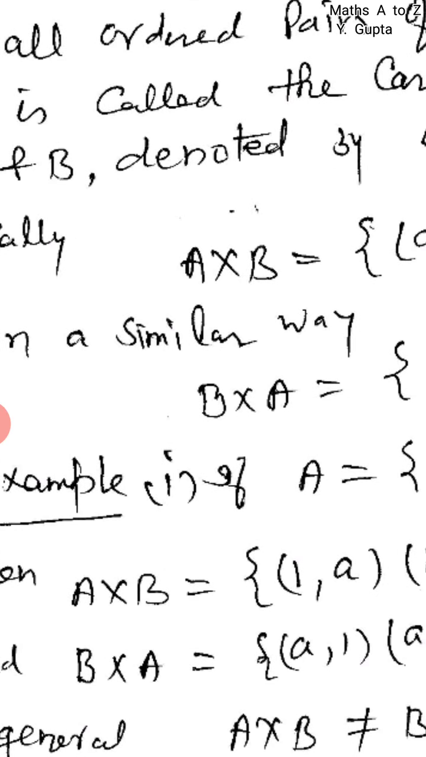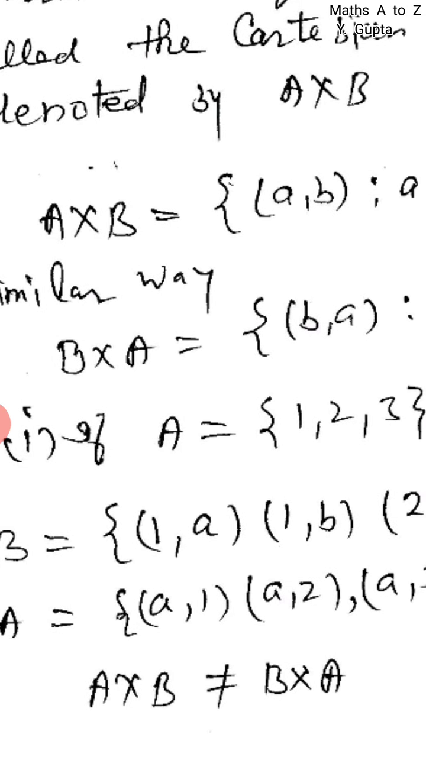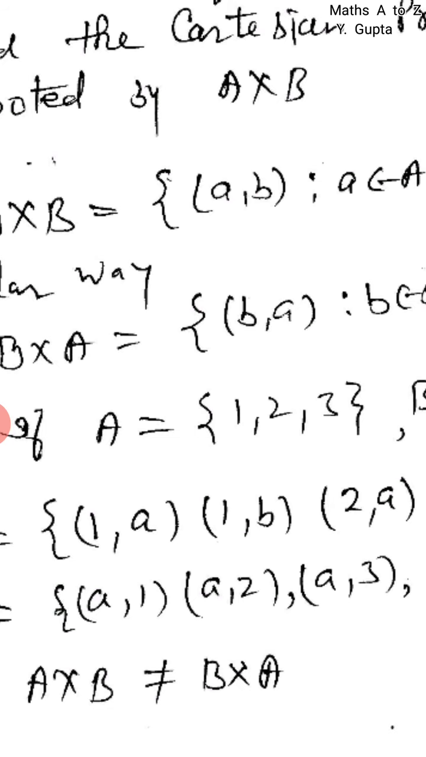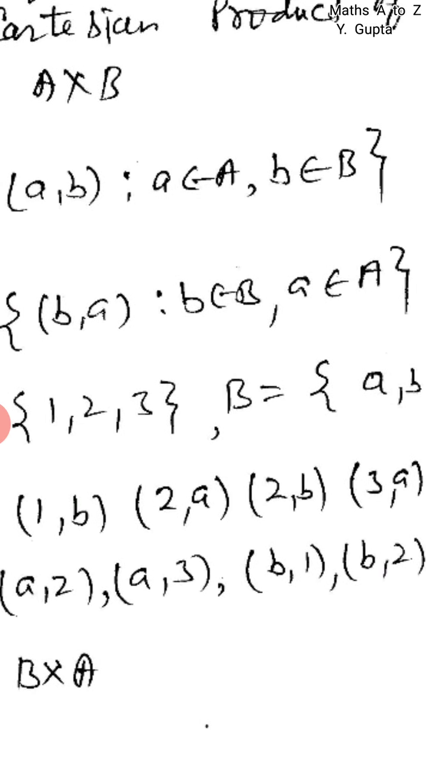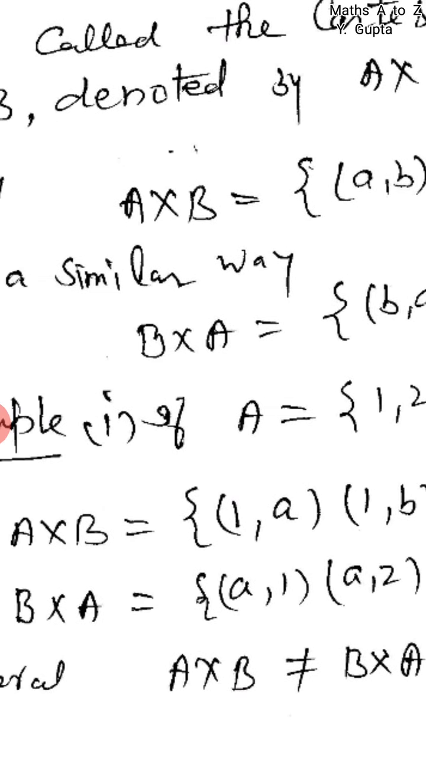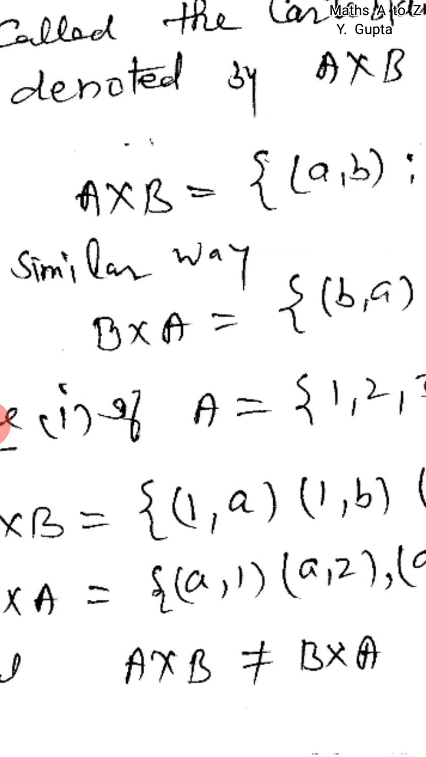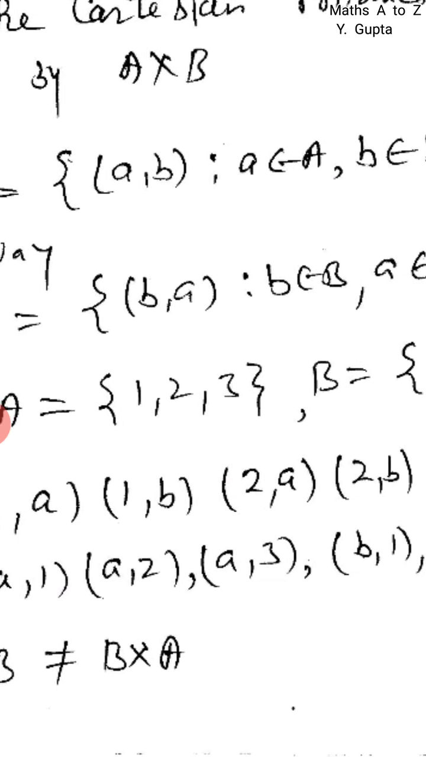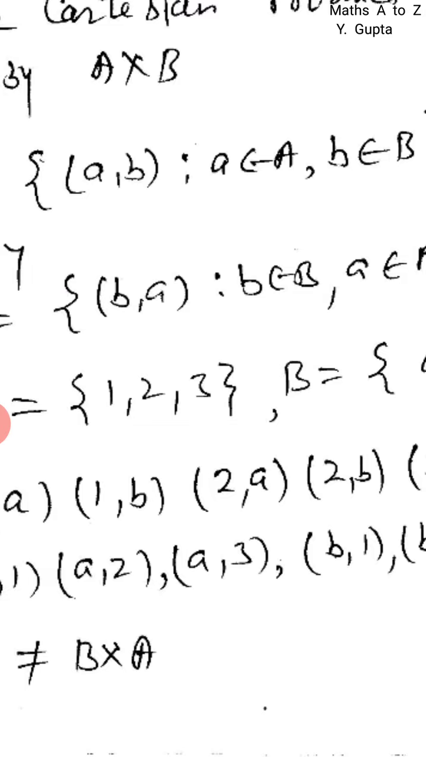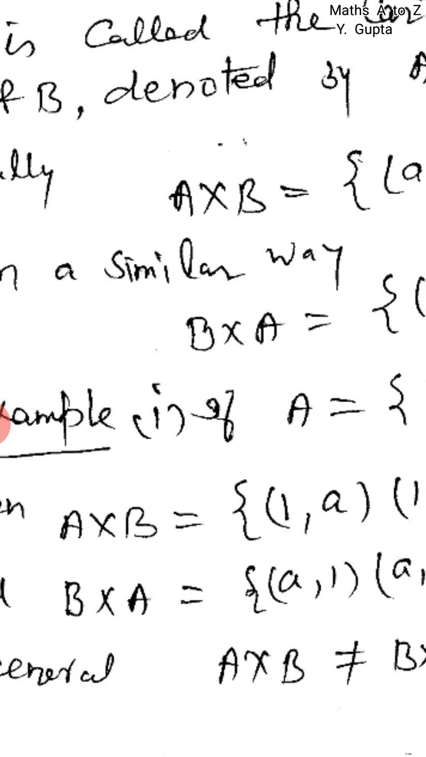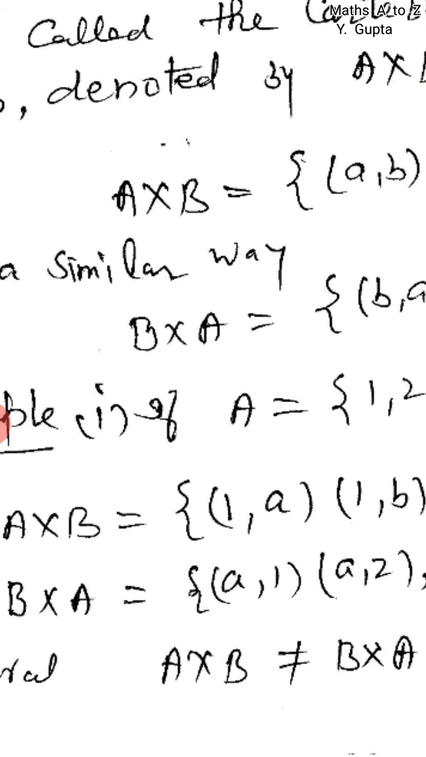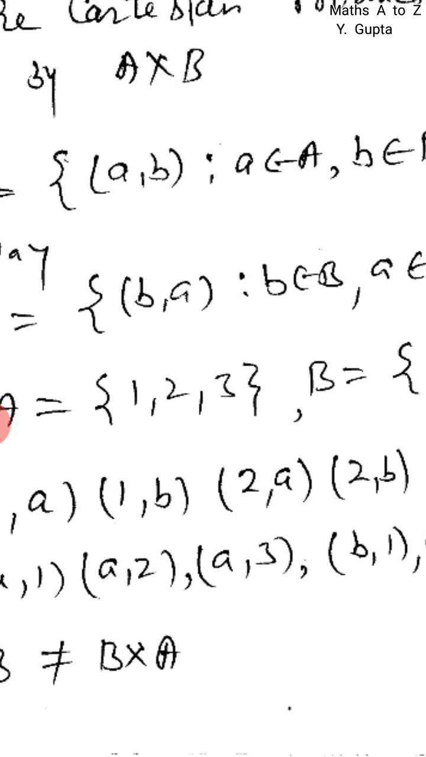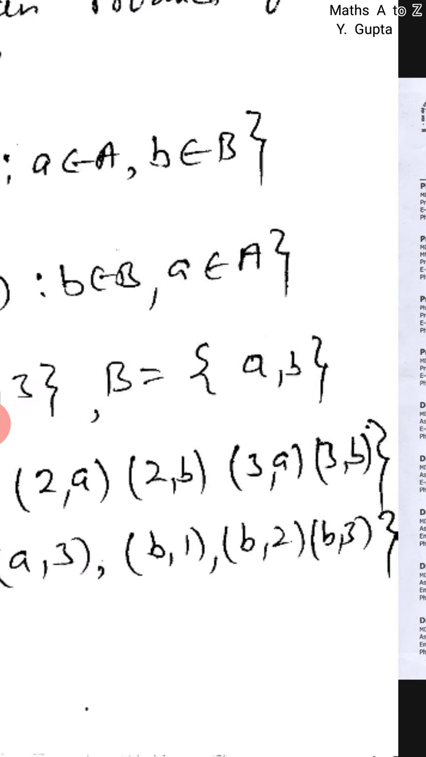In a similar way, if we want to define B cross A, meaning set B is first and set A is after that, it is the set of ordered pairs (b, a) where b belongs to set B and a belongs to set A. For example, suppose set A consists of elements 1, 2, 3 and set B consists of the elements a and b. Then A cross B is defined as (1, a), (1, b), (2, a), (2, b), (3, a), (3, b).